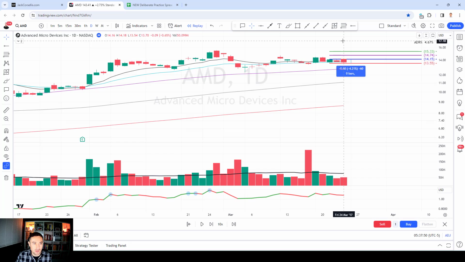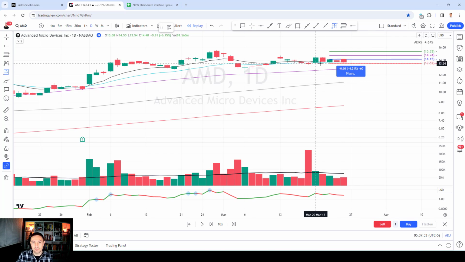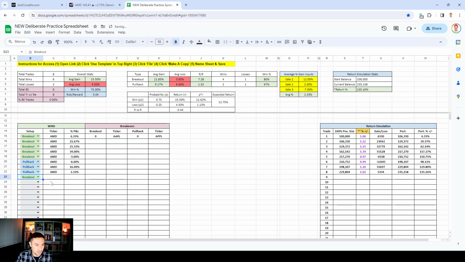This one here doesn't move through the high. It does. And then does it stop us out? It does. Okay, that's going to be a losing trade of 5%. That's a little bit frustrating. So we go and put breakout here.